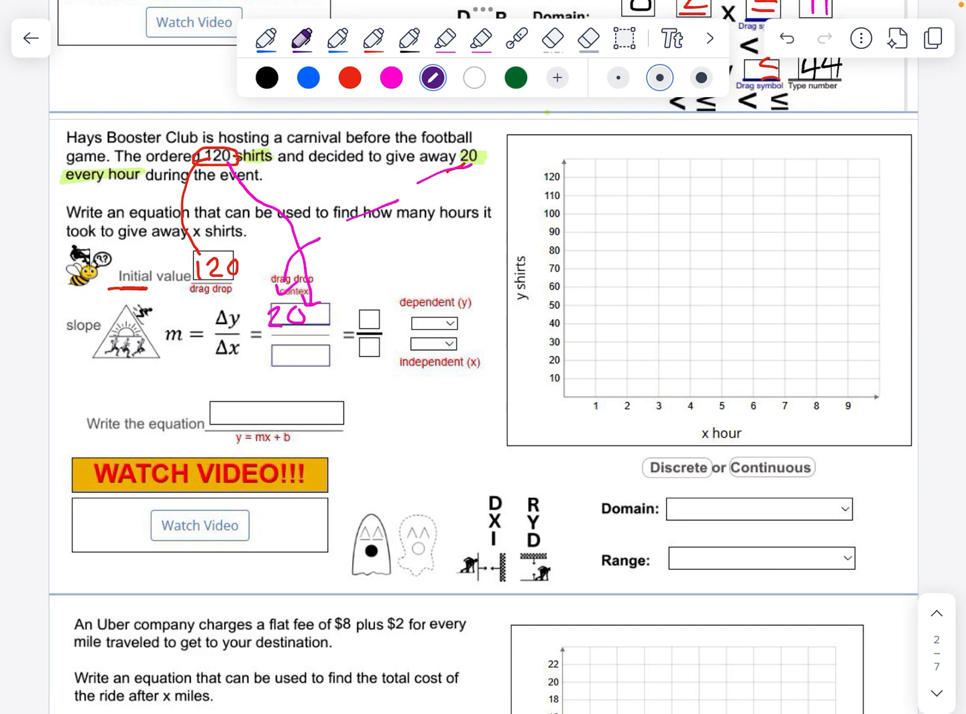Then when we continue with the phrase that we're reading, every should be dragged right over here above that division. And then hour, you're going to drag and drop it right in there at the bottom. Okay. A key takeaway, you have to reread the problem. Let's make sure that we are giving away shirts. So shirts are subtracting from our original stack every 1 hour. The drop downs are just kind of restating that we are talking about shirts for every hour.